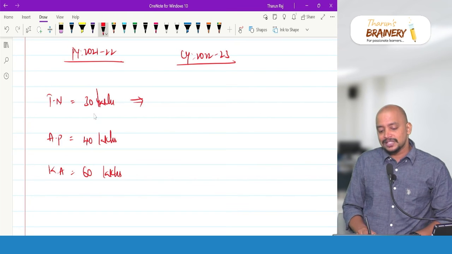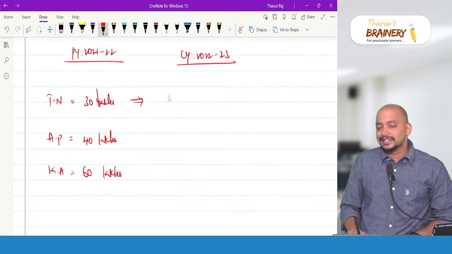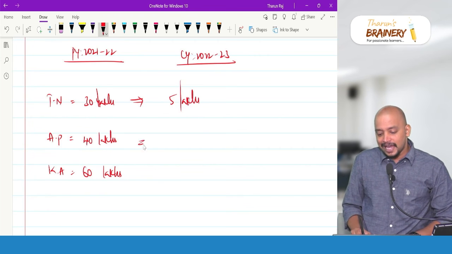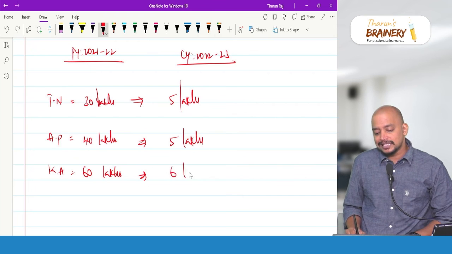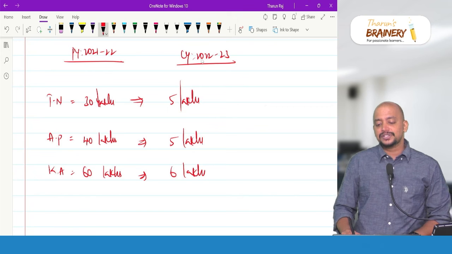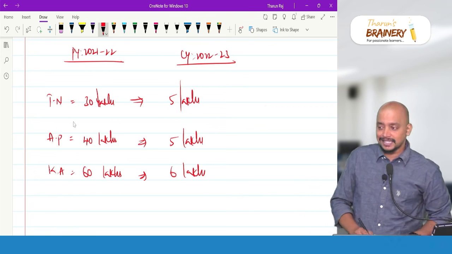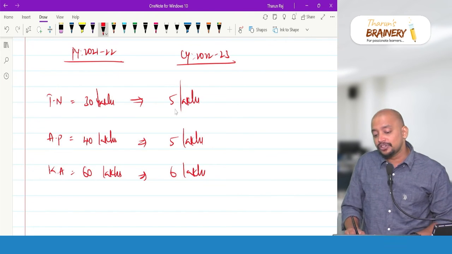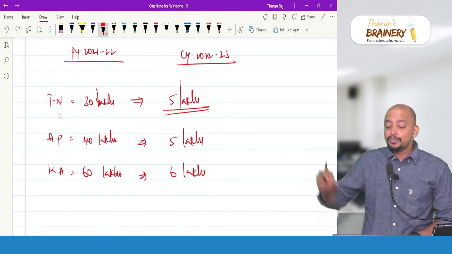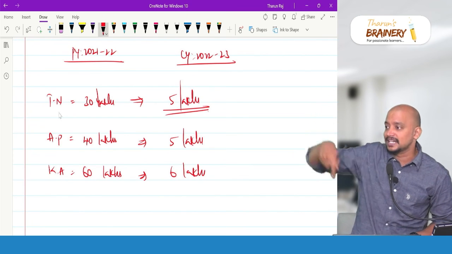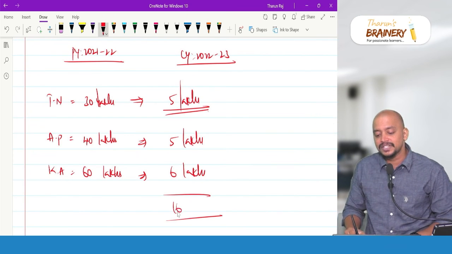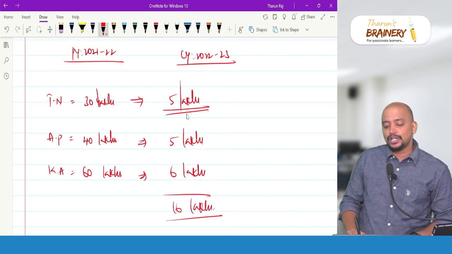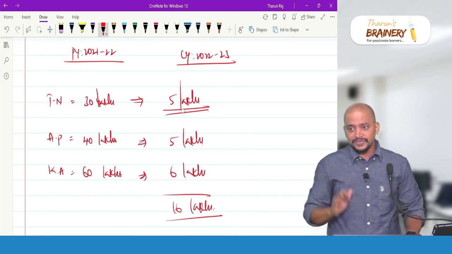So therefore services during the current year, 30 lakhs into 10%, 3 lakhs or 5 lakhs, whichever is higher, 5 lakhs. And again for Andhra Pradesh it will be 5 lakhs and for Karnataka it is 6 lakhs. So we can provide the services during the current year to the extent of 5 lakhs in Tamil Nadu, 5 lakhs in Andhra Pradesh and 6 lakhs in Karnataka. And suppose you are crossing 5 lakhs in Tamil Nadu, but overall it is within the limit of 16 lakhs, because total we can provide services of how much? 16 lakhs. But in Tamil Nadu alone we crossed 5 lakhs, though overall it is within 16 lakhs.